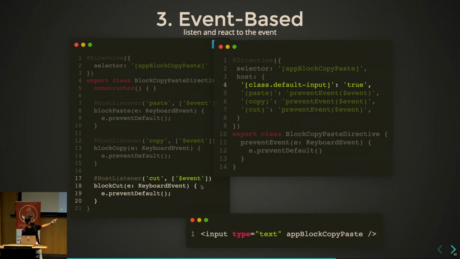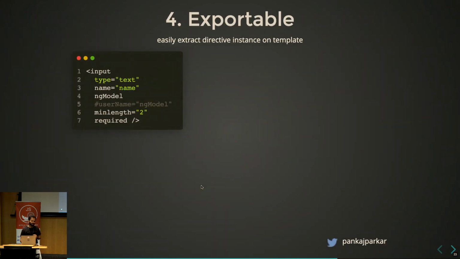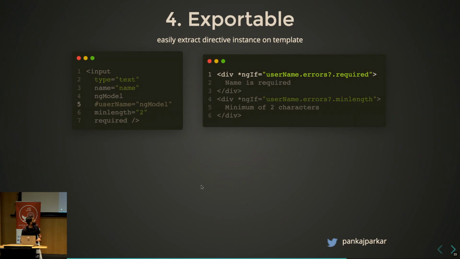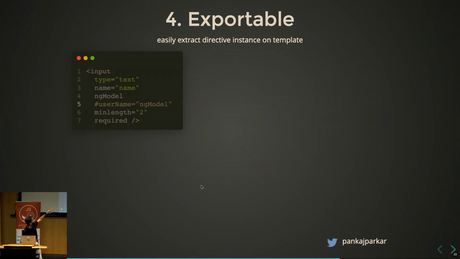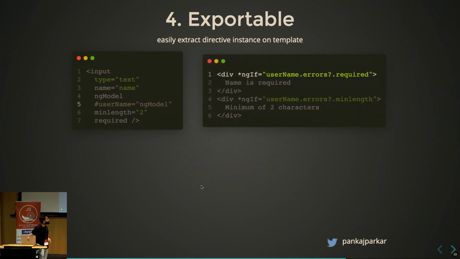The way you should use it is, again, use the selector on the specific element where you want this directive to apply. This was the third thing. Fourth thing, exportable directive. Suppose I have an input element and Angular has something called ngModel, the two-way binding. Okay. So what if I want to use this two-way binding to manage the validation part, right? If the input is required or minimum character limit is not reached, how can I do that?